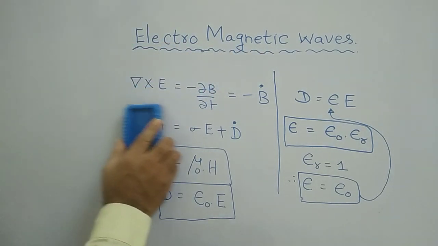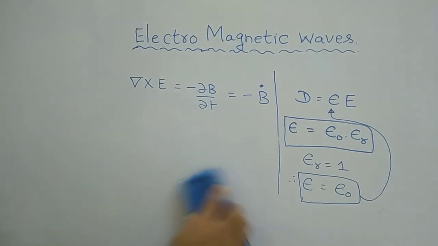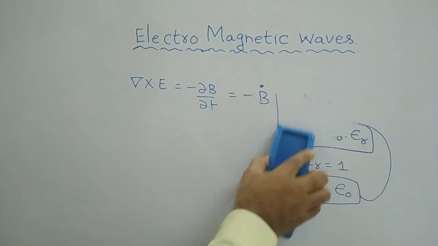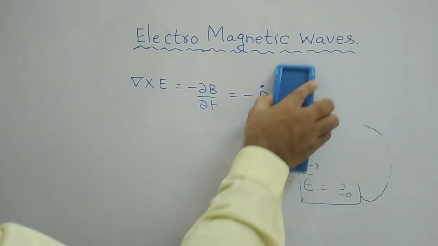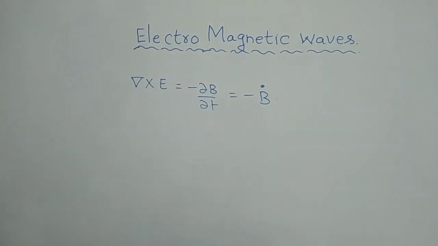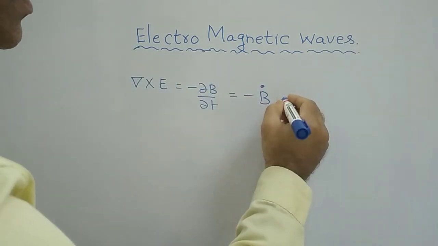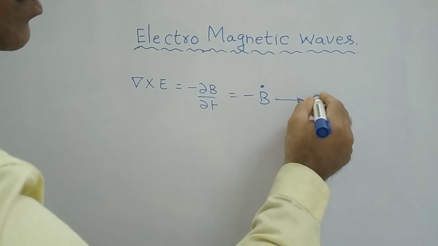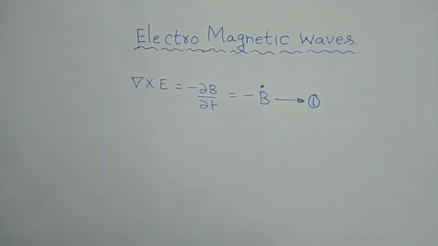For that, it is very easy. It is nothing difficult to derive the expression. Let us consider del cross E. Let us consider this expression, and call it equation number 1.